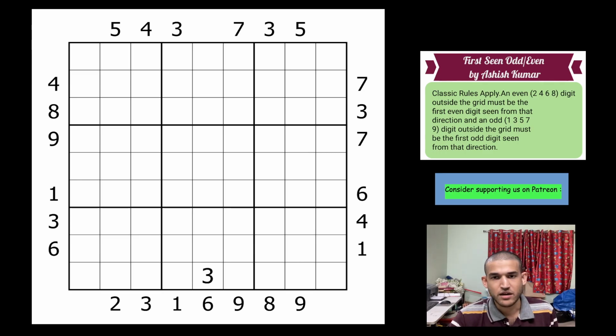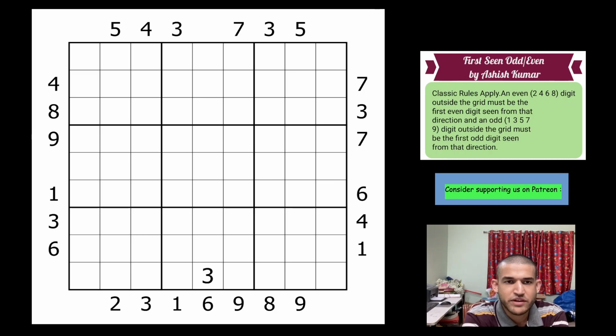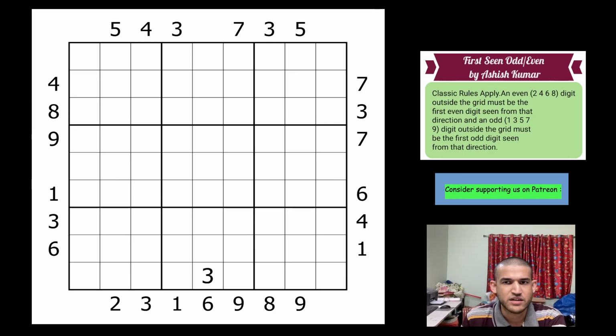So let's move on to the rules now. This is a variant I don't think we have covered much on the channel. First seen odd even. I think we have covered one or two Sudokus, maybe, not sure. So the rules are each row, each column and 3x3 box in the grid has digits 1 to 9, no repetitions. And then I'll read the rules verbatim.